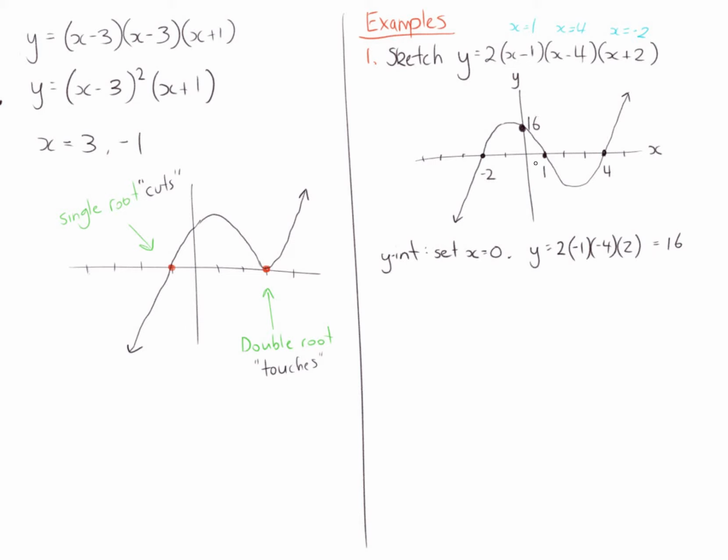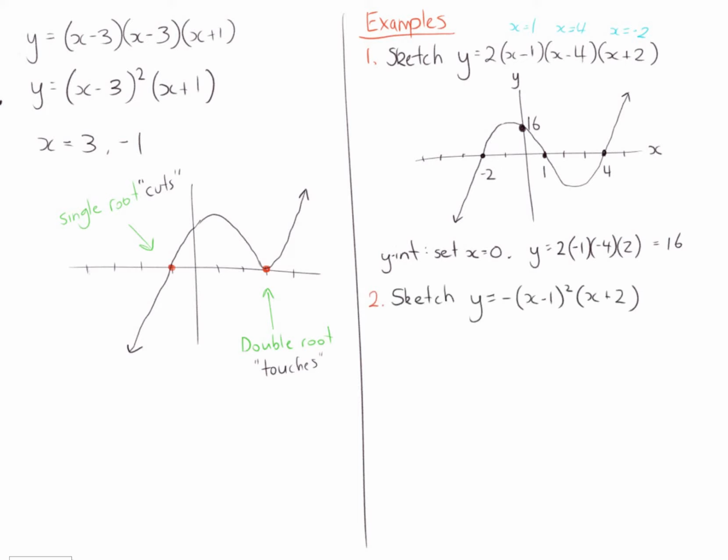Now we can see that my y-axis does not have the same scale as my x-axis. It would have to be a lot higher if it was, but that's okay. This is just a sketch. Alright, so as long as we get the basic shape right and then we label our key points, we're all good. Alright, let's have a look at example 2.